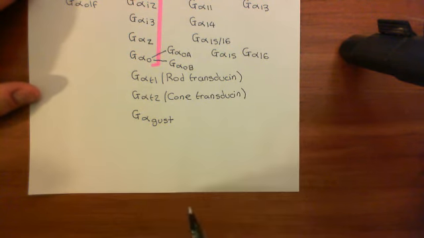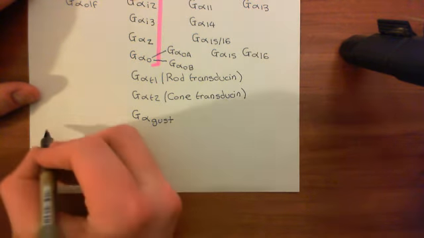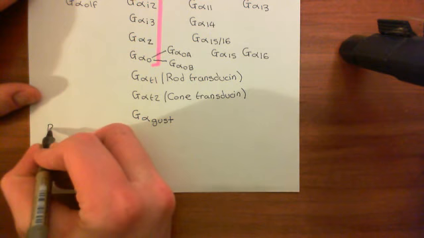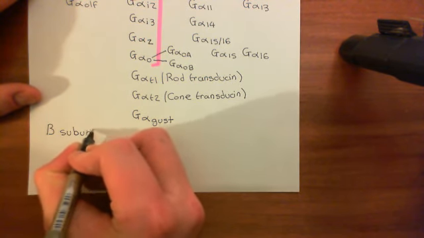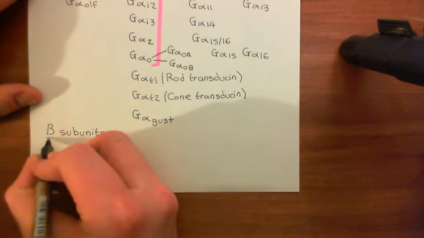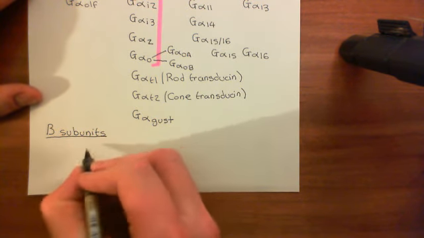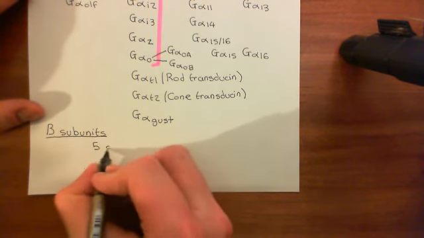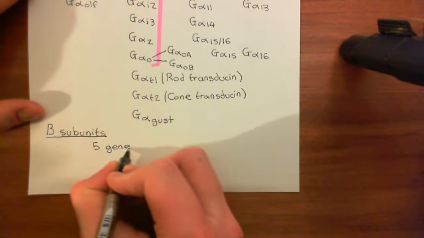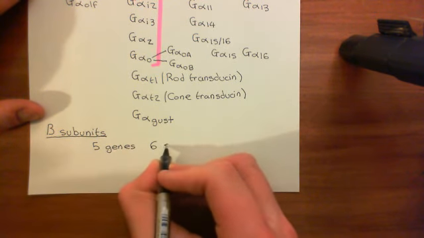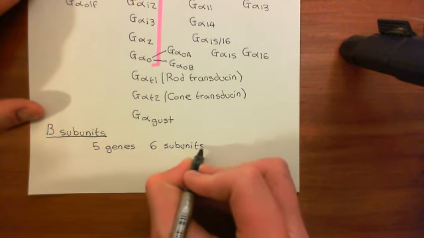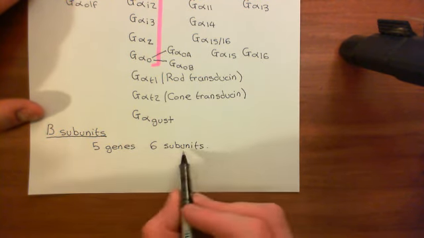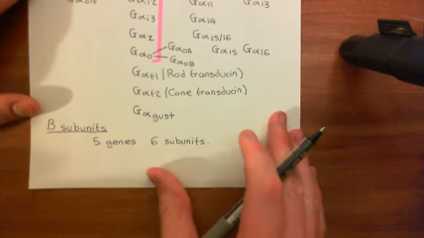Now, let's turn our attention to the beta subunits. If we talk about the beta subunits, there are 5 genes for beta subunits in the human genome, and there are 6 different subunits. So we have 5 separate genes, and then 6 different subunits. By now you should be able to predict what's going to happen. One of these genes will have 2 separate splice variants.